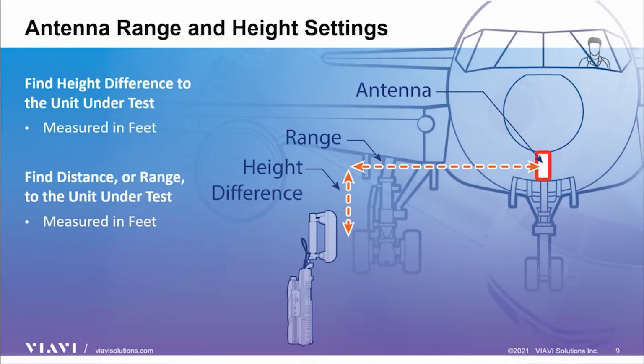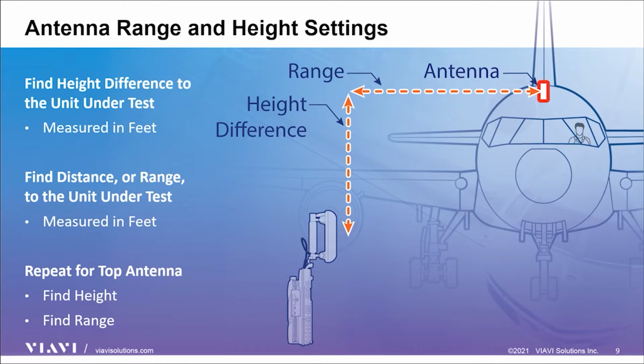This illustration shows how to find the antenna range and height values. The height value is the difference in height between the flat panel antenna and the aircraft antenna. If the test set is set physically closer or farther away than the range entered, the resulting test readings will be inaccurate. The top antenna range and height also need to be entered when testing diversity transponders. The diversity test selection allows for separate testing of the top and bottom transponder channels.